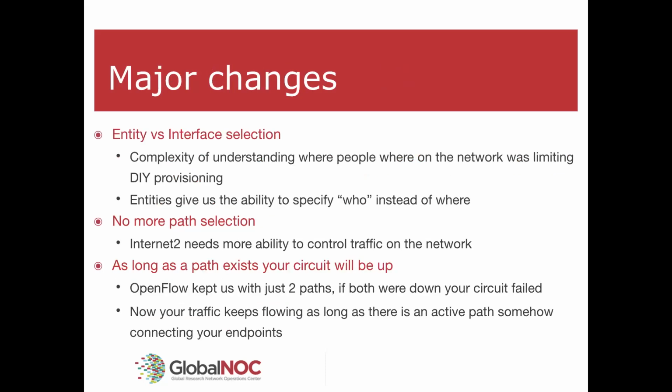So some of the major changes from 1.0 to 2.0. So there's this entity versus interface selection. And one of the problems that we faced was there was a complexity that you had to understand the network, like where people were on the network in order to provision to them. And this kind of actually was limiting for people wanting to do it yourself provision. We ended up with lots of questions of, I want to provision to here. How do I do that? And really the problem they were facing was, I just don't know where so-and-so actually connects to the network. So entities is our concept here, and this gives us the ability to specify who instead of where.